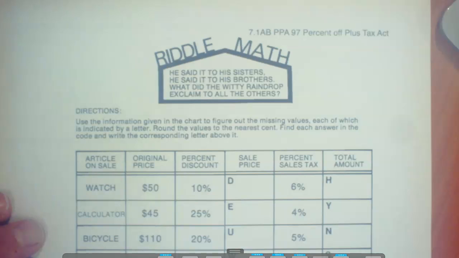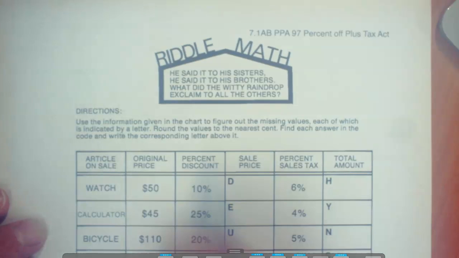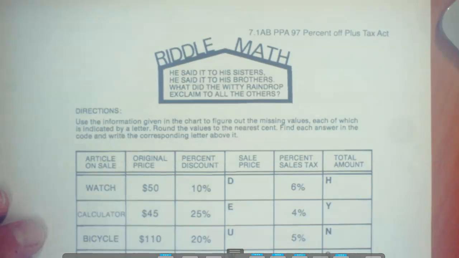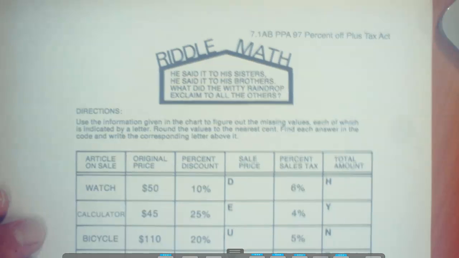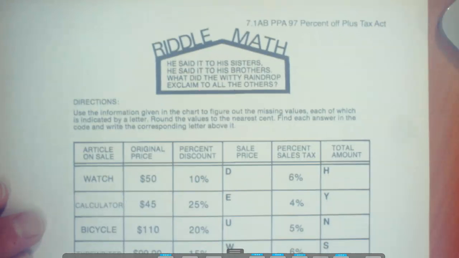This is a tutorial on 7.1 AB, PPA 97. We're trying to figure out the percent off plus the tax here. It's kind of a fun worksheet. We use the information chart to figure out the missing values, of which is indicated by a letter. Round the values to the nearest cent, find each answer in the code, and write the corresponding letter above it.